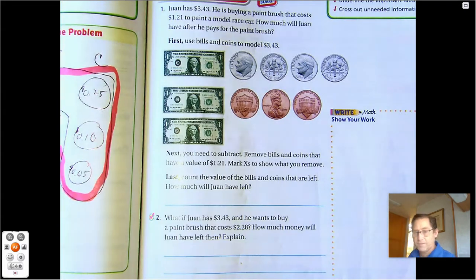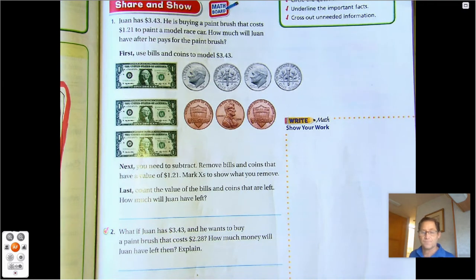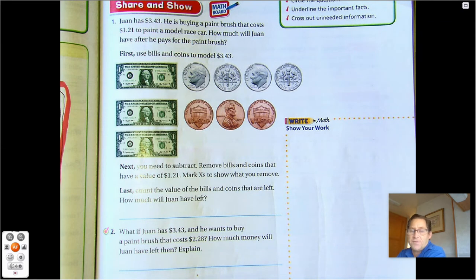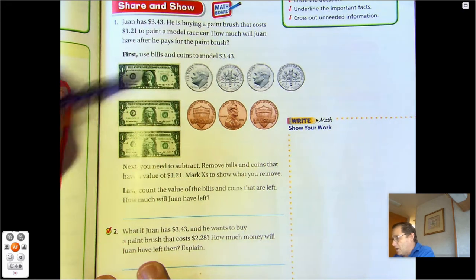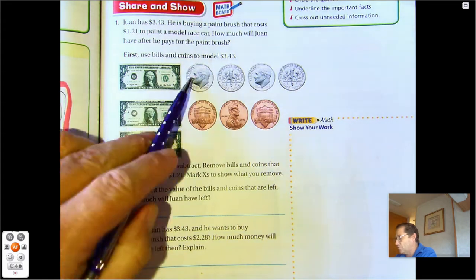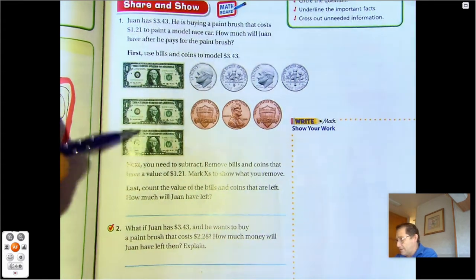All right, so let's look at our problem solving for today. Page 377, number 1. Juan has $3.43. He is buying a paintbrush that costs $1.21 to paint a model race car. How much will Juan have after he pays for the paintbrush? All right, so first we can model. This shows how much money he has. He has $3, 10, 20, 30, 43 cents. All right, so that's our model.